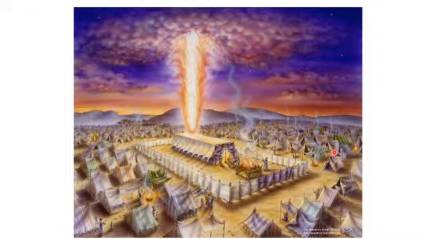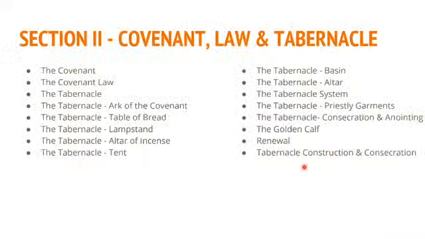So that's the end of Exodus. We have completed the book of Exodus. This is a quick overview of all the things we looked at in Exodus, in Section 2, where we looked at where they entered into the covenant, the law, and the tabernacle building. We're going to pause quickly for about 2 minutes, and then we're going to start in Leviticus.